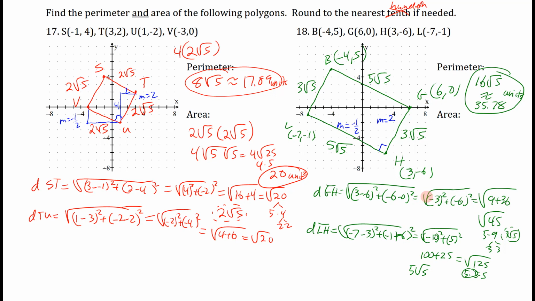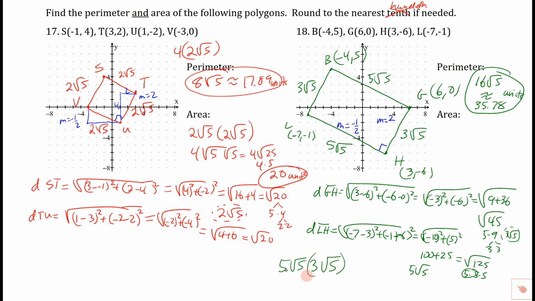So the last thing we need to find is the area of this rectangle. So we're going to find the base and the height. So we've got a base right here and a height right here. We verified that this is a right angle through the slopes. So you can either say this is the base and that's the height, or this is the base and that's the height. But either way, we're going to end up with something like 5 radical 5 times 3 radical 5.